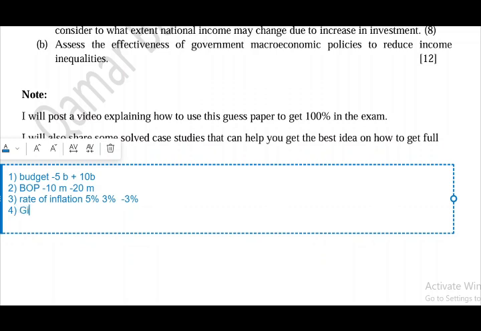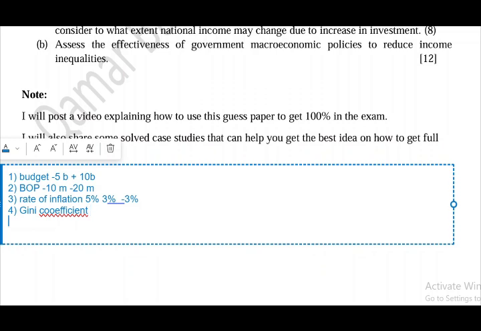We have the Gini coefficient. The Gini coefficient is the measure of disparities or inequalities in the country. If there is a greater Gini coefficient, then it means there are more inequalities. If there is a smaller Gini coefficient, it means there are fewer disparities or less inequality in the country.